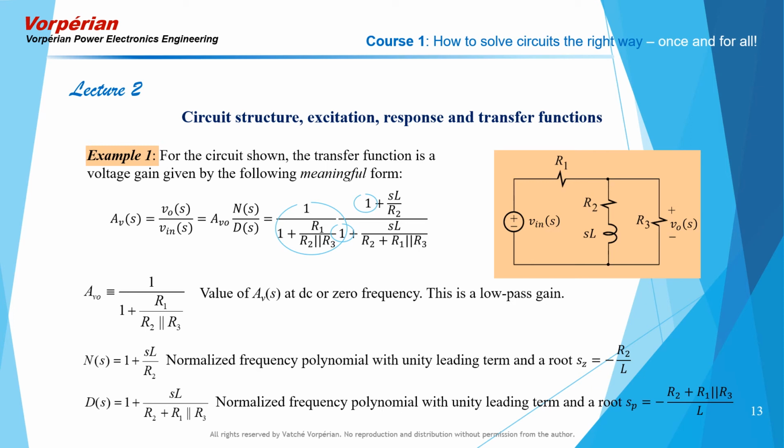And from these two expressions of the zero and the pole, we can clearly see that the zero occurs before the pole, simply because the numerator for the zero is R2 and the numerator of the pole is R2 plus R1 parallel R3.